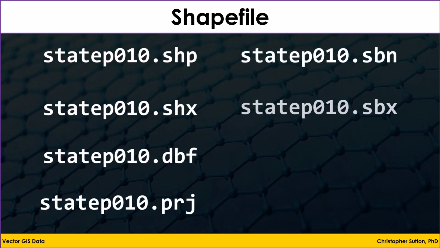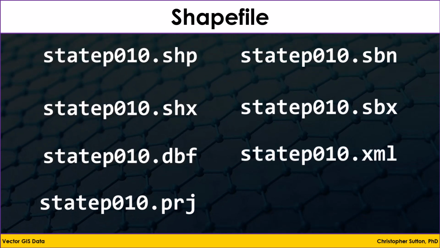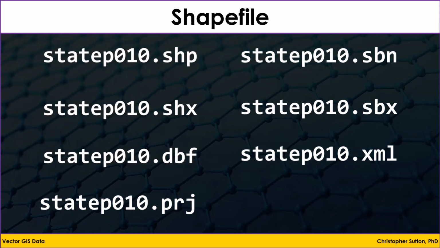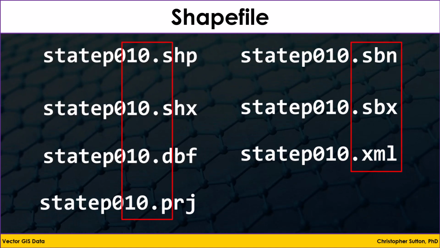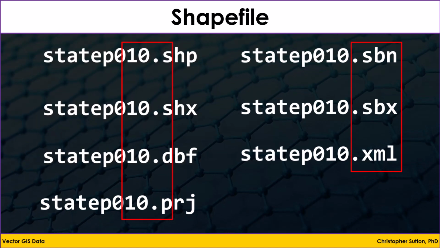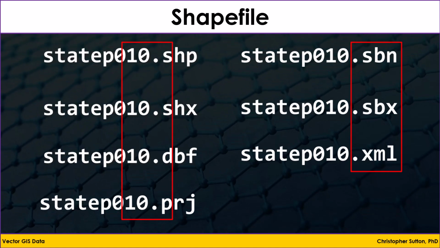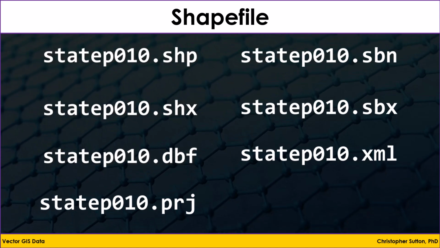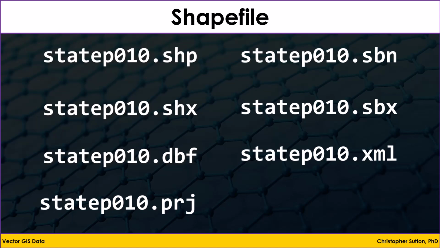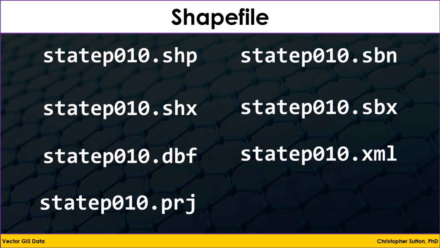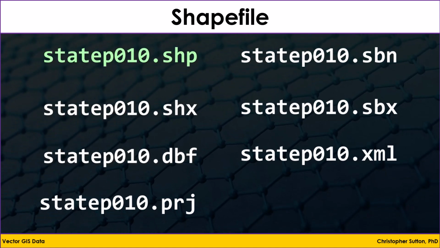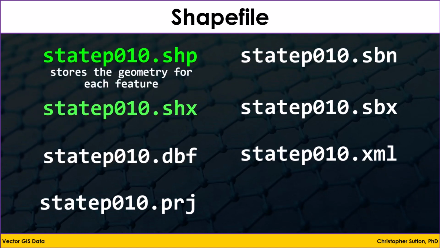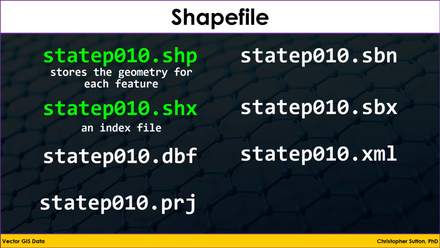If you were to examine a shapefile in a file manager program, you would see that all of the files contain the same name but use different file extensions. Each file type deals with a particular element related to the vector data. There are 3 mandatory files that must be part of a shapefile in order for it to load into GIS software. The first is the SHP file, which stores the geometry for each feature. The SHX file is an index file used for quick access to features.